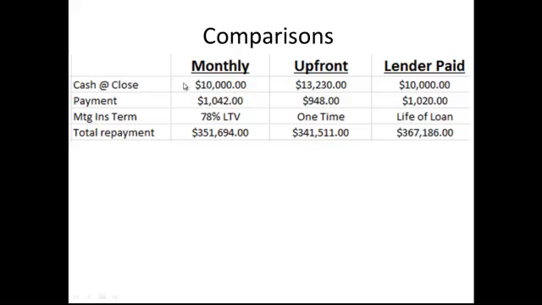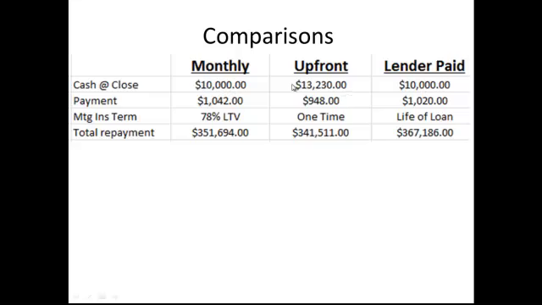So on monthly, we've got cash at closing roughly $10,000, a payment of $1,042. The mortgage insurance term is going to be until you reach 78% loan to value. If you keep this loan and make every scheduled payment, you're going to pay roughly $351,000 for this home.